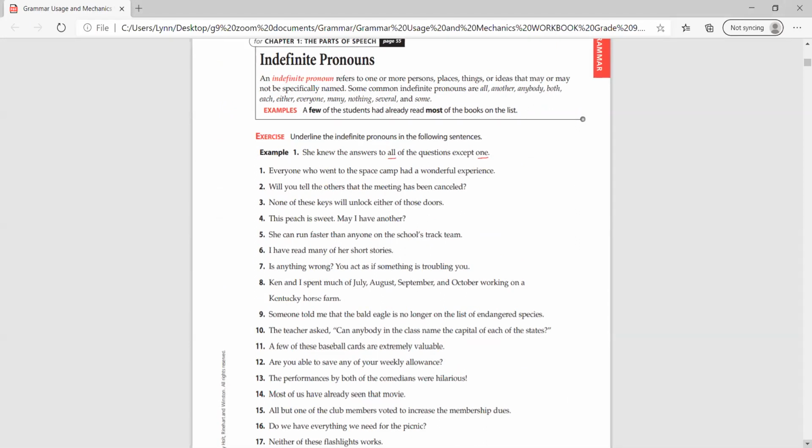Indefinite pronouns. An indefinite pronoun refers to one or more persons, places, things, or ideas that may or may not be specifically named. Some common indefinite pronouns are all, another, anybody, both, each, either, everyone, many, nothing, several, and some. Example, a few of the students had already read most of the books on the list. Right, so here we need to underline the indefinite pronoun in the following sentences. All right, Carrie Mann, do the first five, please.